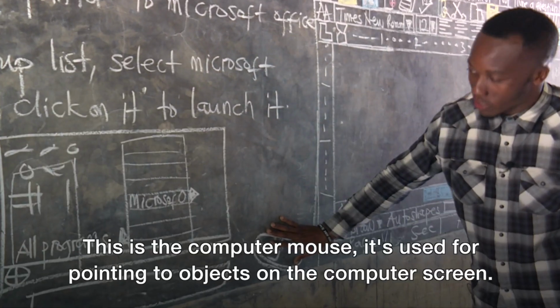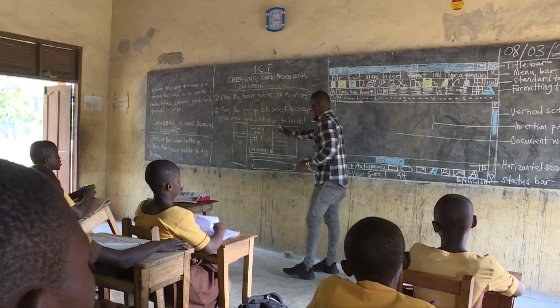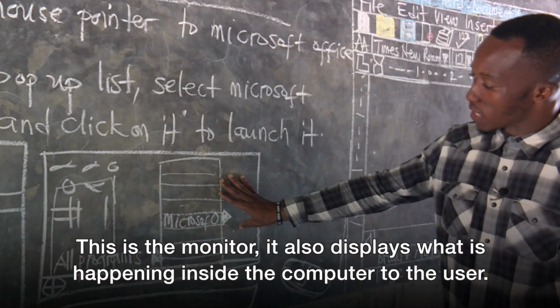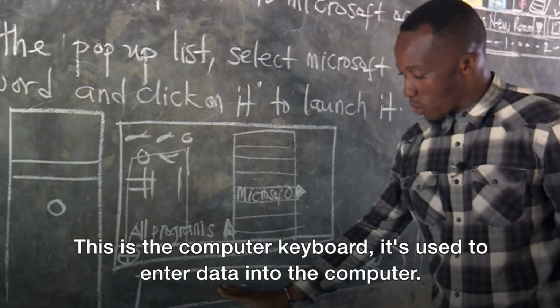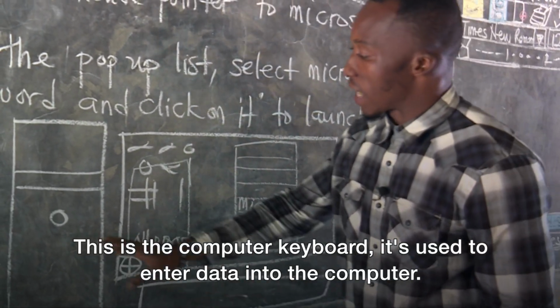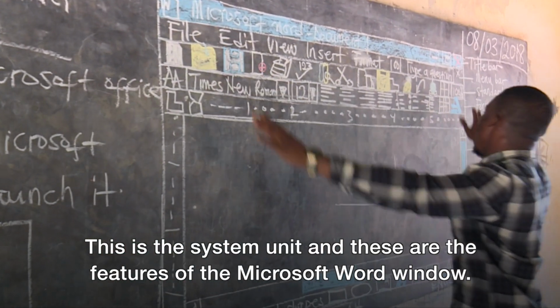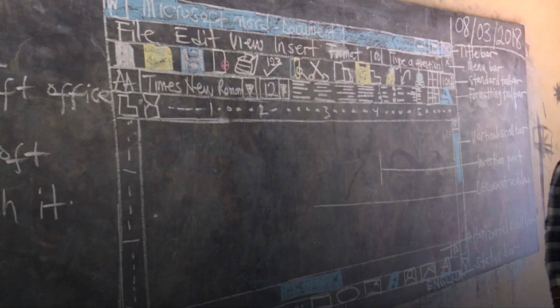This is a computer mouse. It's used for pointing to objects on the computer screen. This is the monitor. It also displays what is happening inside the computer to the user. This is the computer keyboard used to enter data into the computer. This is the system unit. And this is the features of the Microsoft Word window.